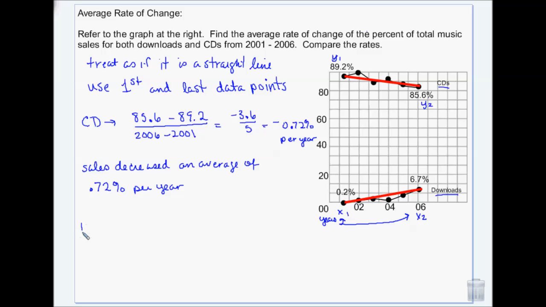If I do downloads, I have a different Y1 and Y2, but the same X1, X2, same number of years. So I'm going to do 6.7 minus 0.2 over 2006 minus 2001. So I end up with 6.5 divided by 5, which is 1.3%. So our download sales increased an average of 1.3%.